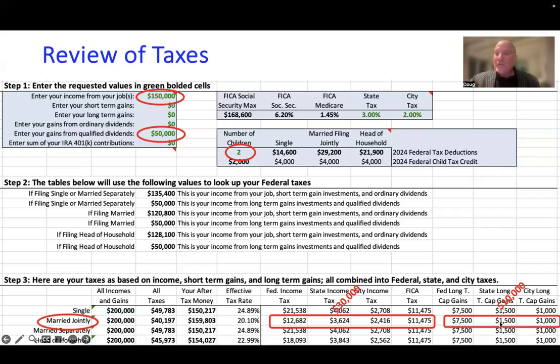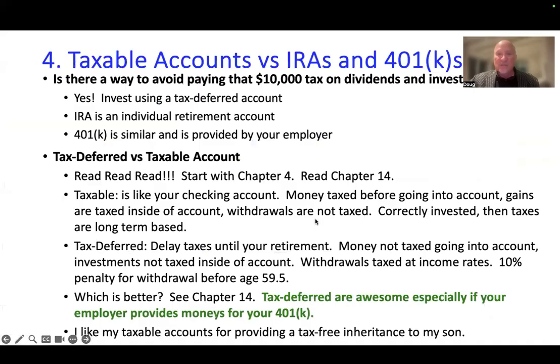So now we have this question of there's $10,000. Is there a way to avoid paying that $10,000 on the dividends and investments? That's pretty exciting. There is a way to avoid paying $10,000 in taxes, and that's year after year after year. So fantastic. How do you do it? You invest inside of your tax deferred accounts.